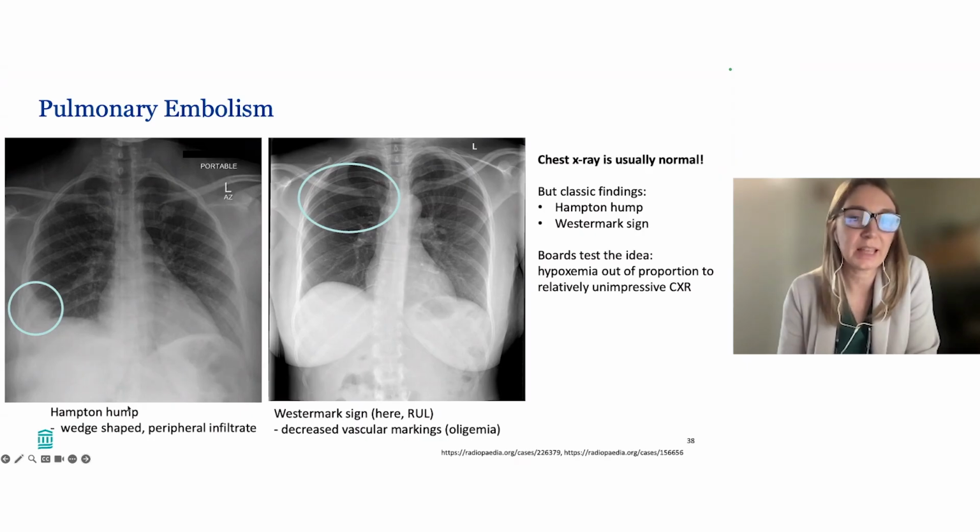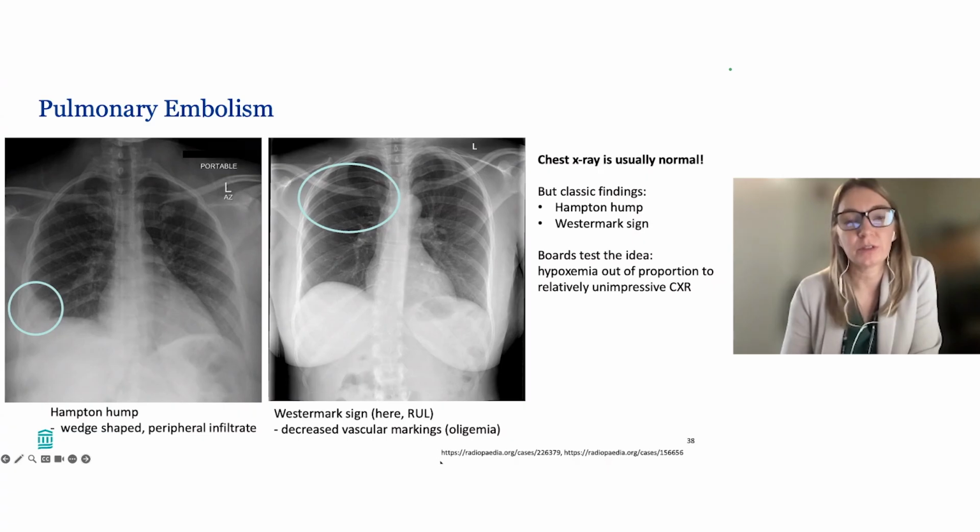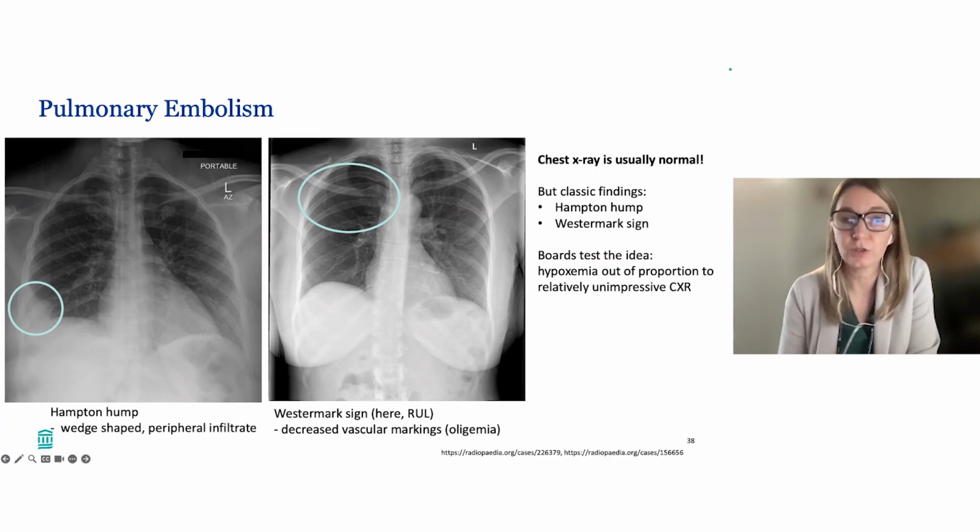The first is the Hampton hump, which is a wedge-shaped peripheral infiltrate such as this, and the Westermark sign here in the right upper lobe, which is decreased markings or oligemia in the area of the PE. The boards like to test the idea of hypoxemia out of proportion to a relatively unimpressive chest x-ray.